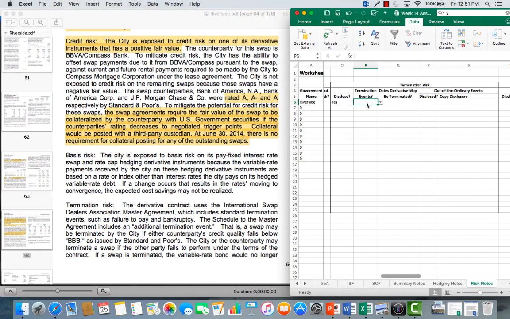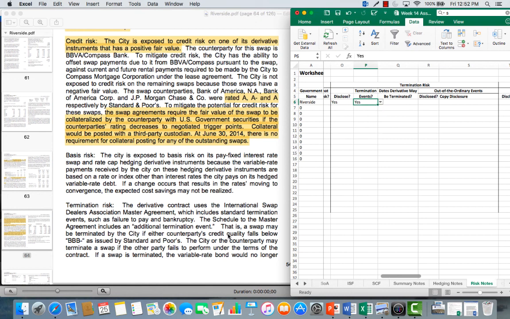In their disclosure, they should identify what the termination events are, the things that could lead to terminating the derivative. They mentioned that they use the International Swap Dealers Association Master Agreement, which is basically a form agreement, and many, if not the overwhelming majority of swaps are based upon that master agreement, which, among other things, includes standard termination events, as it says here, such as failure to pay or bankruptcy. So they do, in fact, identify that.